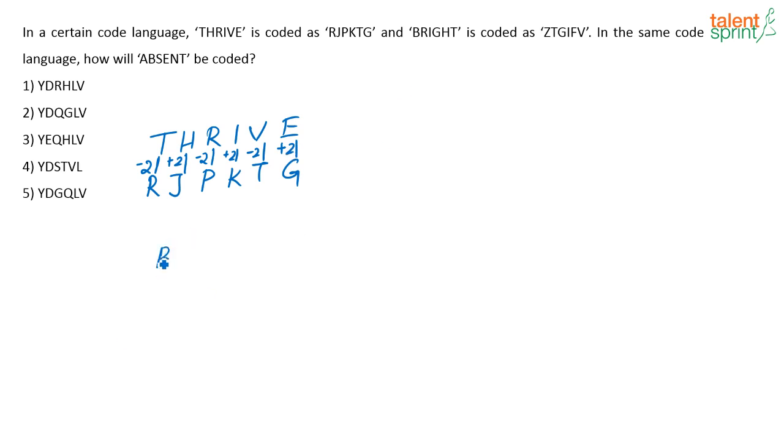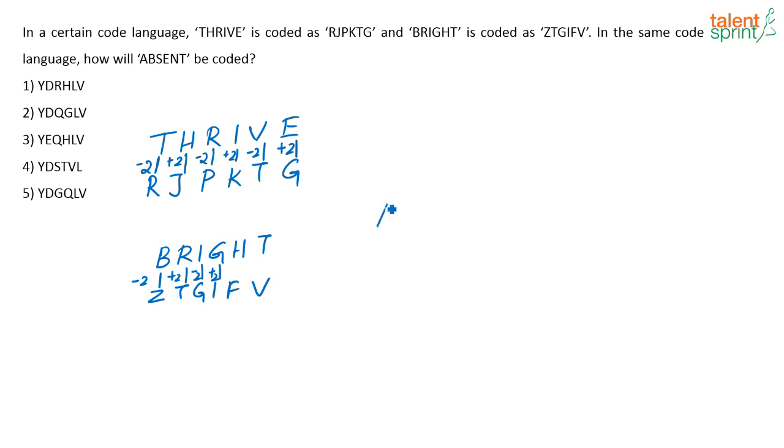Similarly, Bright is coded as Z, T, G, I, F, V. Again, B minus 2 is Z, R plus 2 is T, minus 2. Same logic, right? Plus 2 and so on. So, same logic you have to follow. Minus 2, plus 2, minus 2, plus 2.